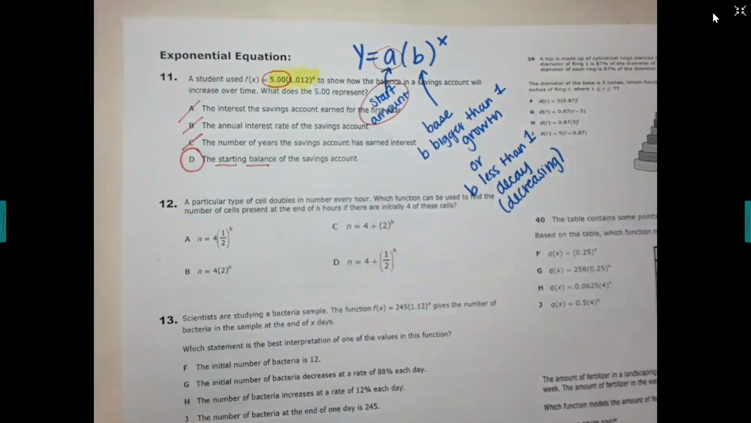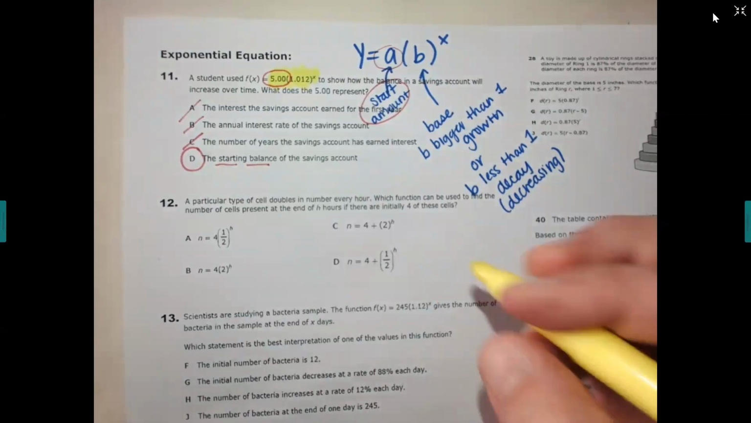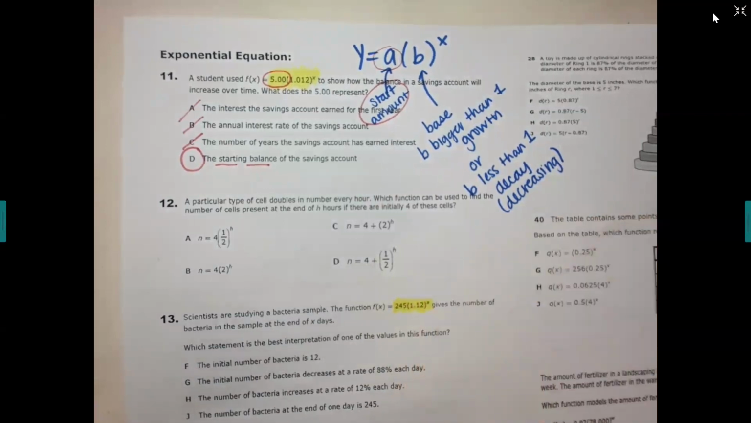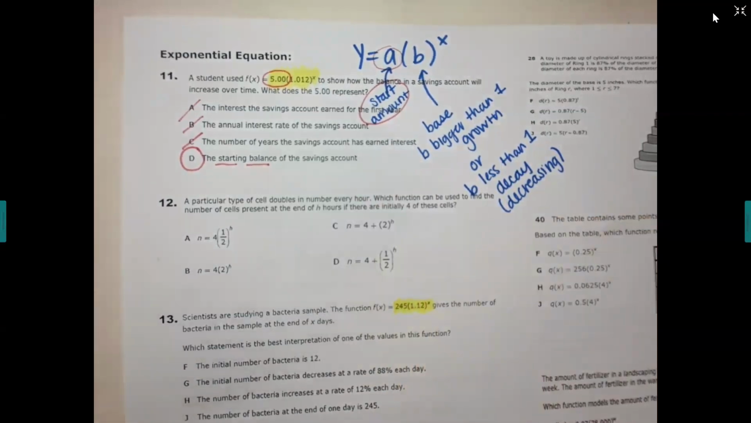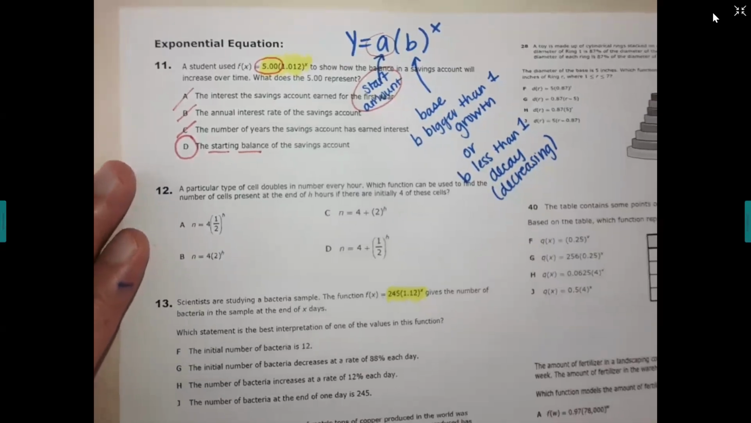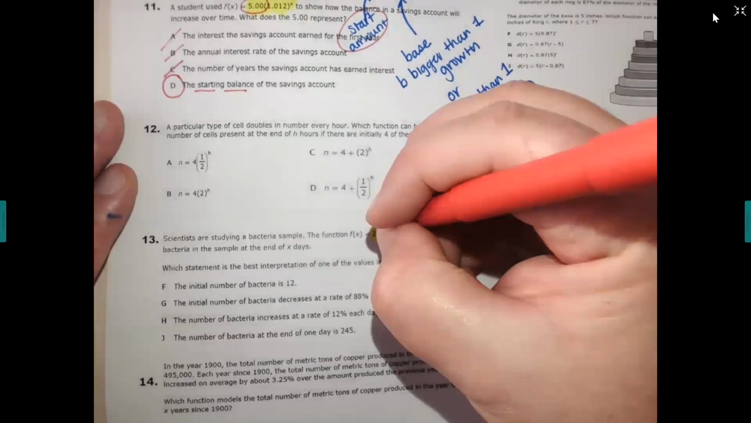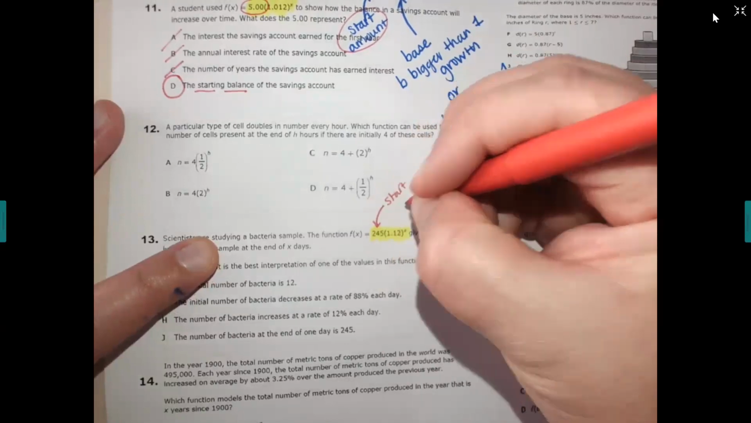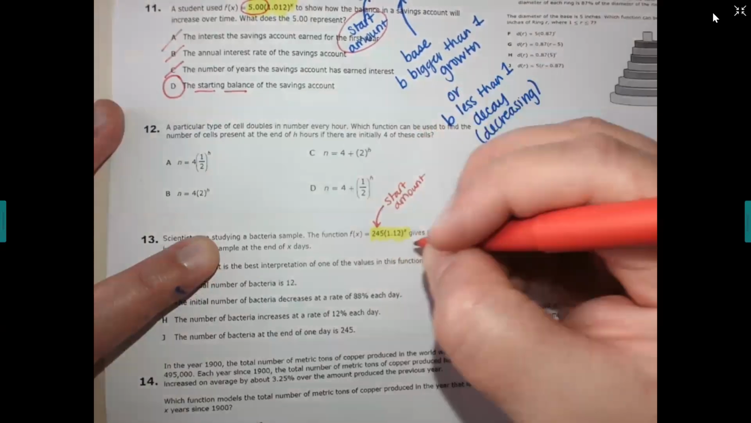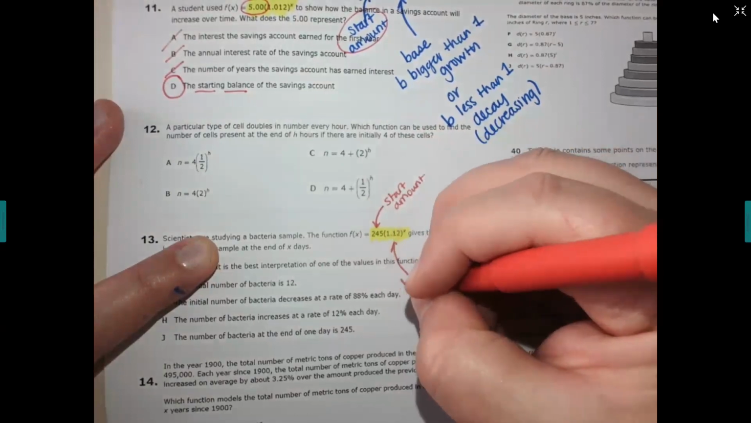Okay, next question we're gonna do together is number 13. Okay, it says, scientists are studying a bacteria sample. We gave you the equation right here. It says that equation gives the number of bacteria at the end of X days. Which statement is the best interpretation of one of the values in the function? Okay, well, before I even read through those answers, I'm going to go ahead and label which number is which. This is the start amount of bacteria, and this is the base.